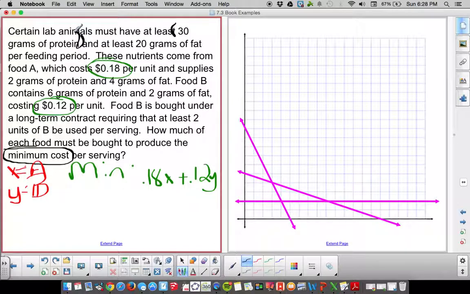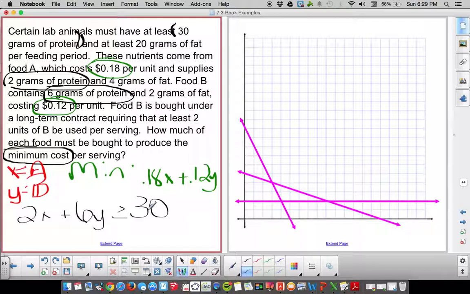So let's look at our protein for each. I know food A contains 2 grams of protein, and food B contains 6 grams of protein. So I know I'm going to have a protein constraint that says I have 2 grams for food A plus 6 grams for food B. That has to be at least 30. That means it has to be bigger than or equal to 30.